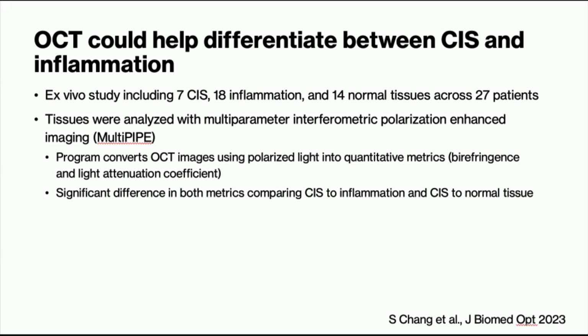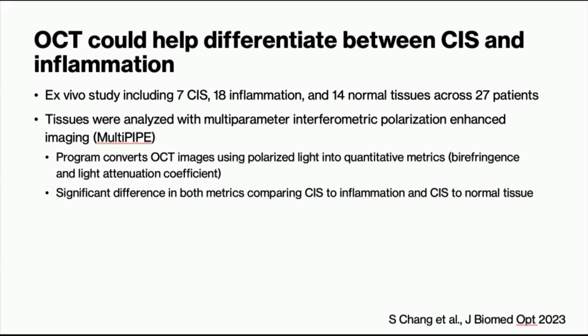And then they analyzed those tissues with this program called MultiPipe, in which it converted OCT images of those specimens using polarized light and converted them into these quantitative numbers that were representative of a couple of metrics. The first thing was birefringence, which is the property of a material having a different refractive index depending on the polarization of light. And the second thing was light attenuation, which represents a reduction in your intensity of light as it passes through material.